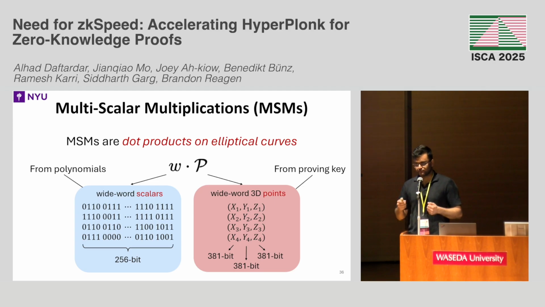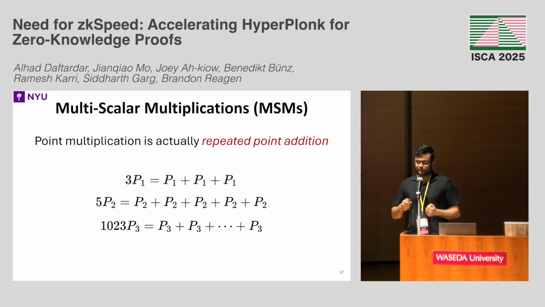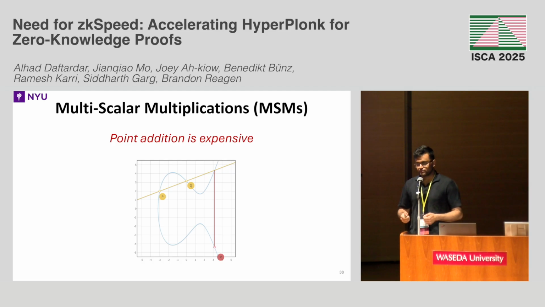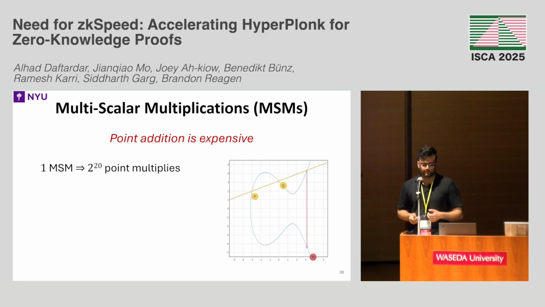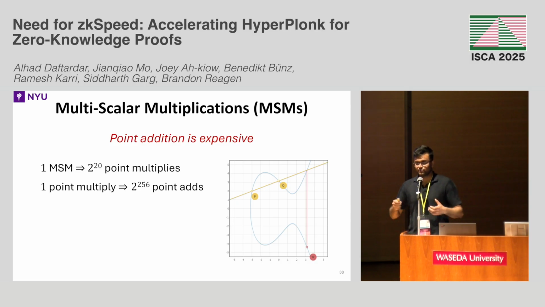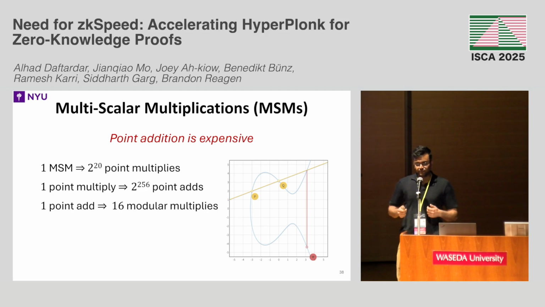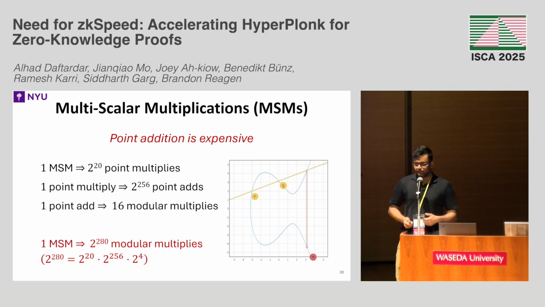The challenge here is that these multiplications are point multiplications, which are expensive because point multiplications are actually repeated point additions, and a single point addition is very expensive. This is a visualization of what a point addition might look like. To quantify the cost, we consider that a single MSM might involve 2^20, or a million, point multiplications. A single point multiplication requires 2^256 point additions because these are 256-bit scalars. And then a single point addition is 16 modular multiplications, meaning in total that's on the order of 2^280 modular multiplications. This is an insane computational cost, and there has to be a way to reduce it.